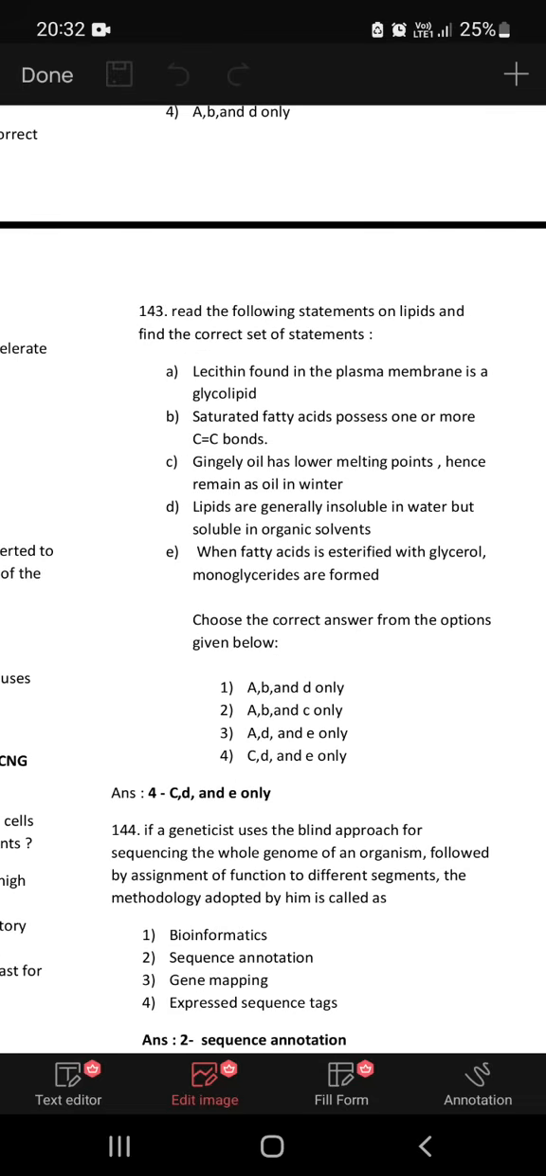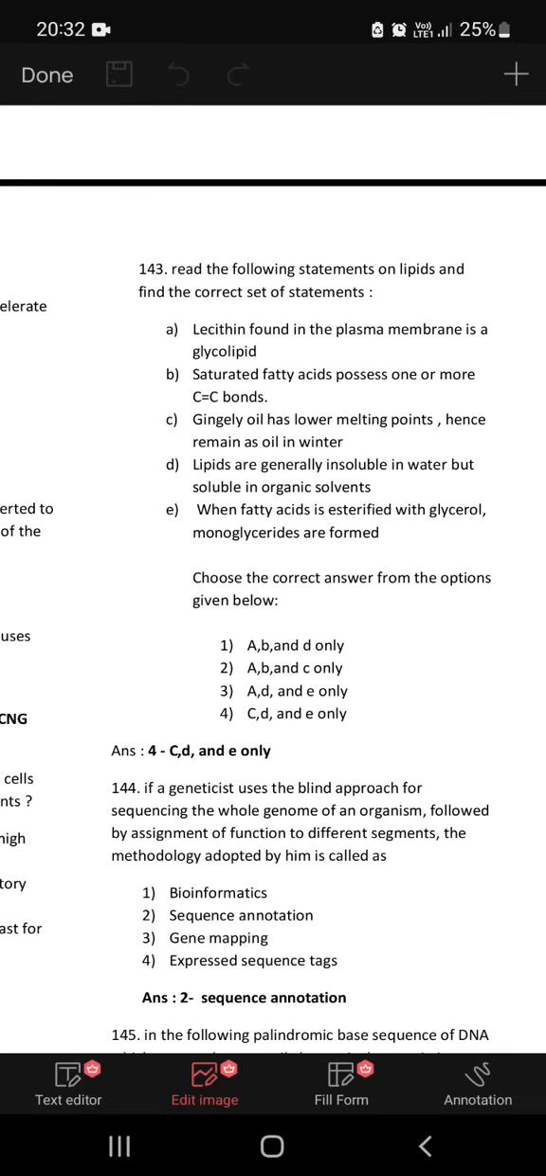Read the following statements on lipids and find the correct set of statements. This is from biomolecules. Lecithin found in the plasma membrane is a glycolipid. Saturated fatty acids possess one or more C double bond C bonds. Gingerly oil has lower melting point, hence remains as oil in winter. Gingerly oil is nothing but sesame oil. Lipids are generally insoluble in water but soluble in organic solvents. When fatty acid is esterified with glycerol, monoglycerides are formed.